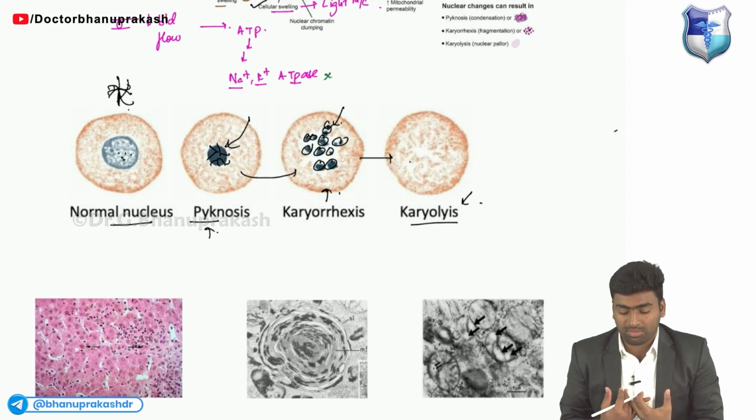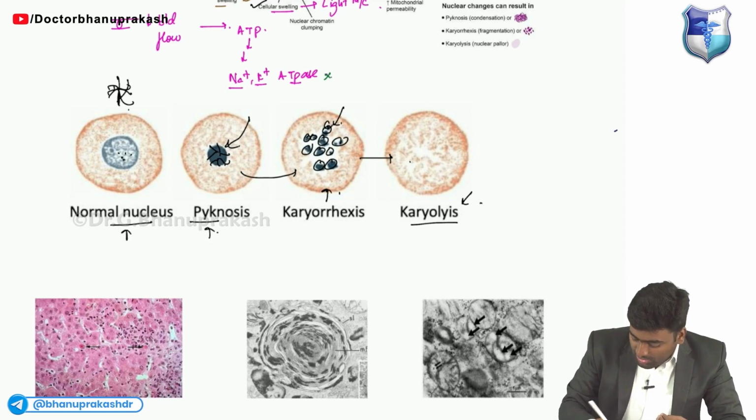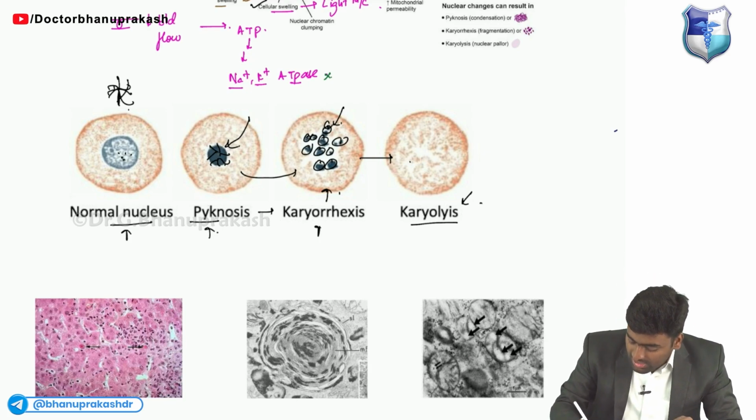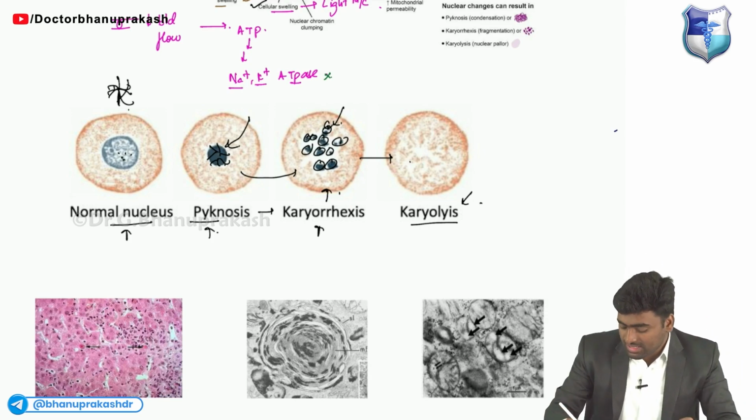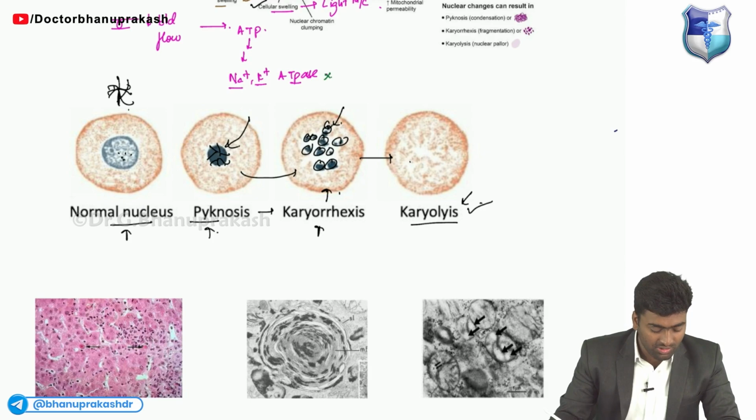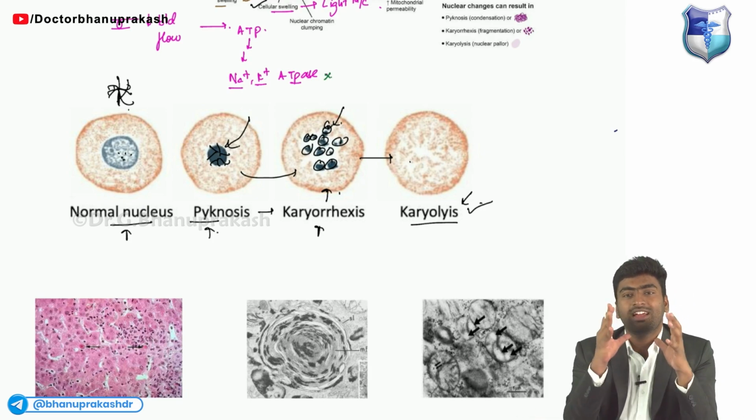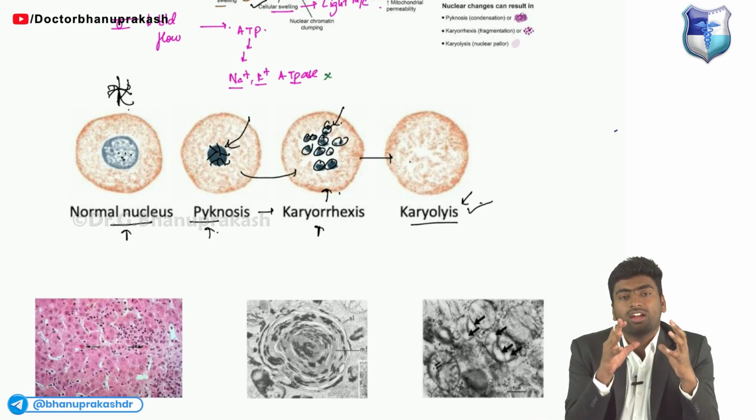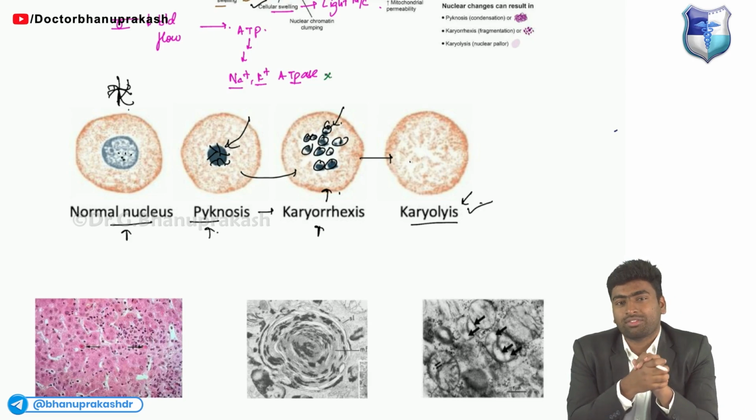So initially there will be the normal nucleus, followed by this clumping, which is known as pycnosis, followed by this small breakdown, known as karyorrhexis, and followed by the lysis of the complete chromatin material, known as karyolysis. Okay, that's all. So these are the things which you see in a case of irreversible cell injury.